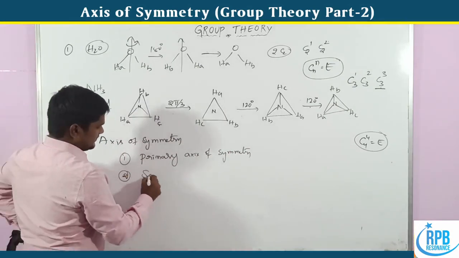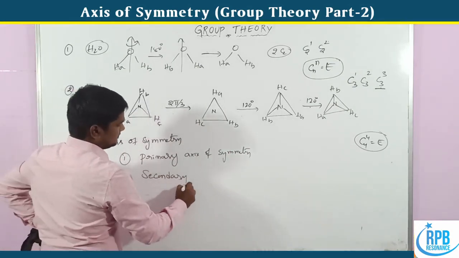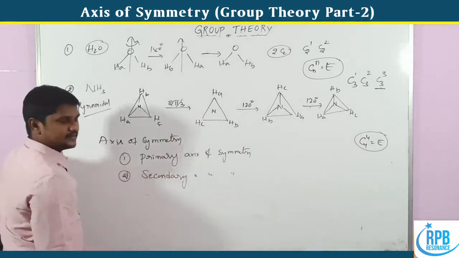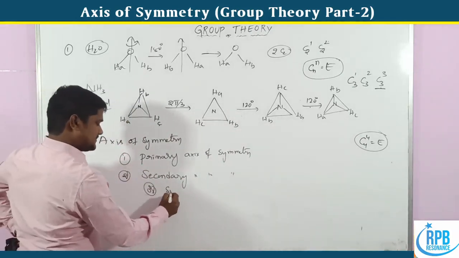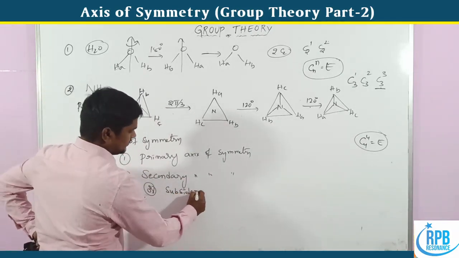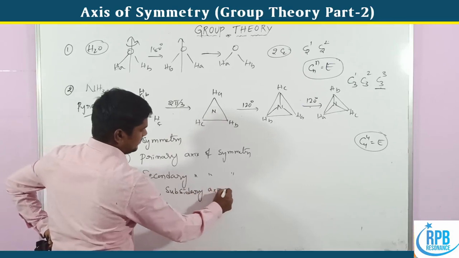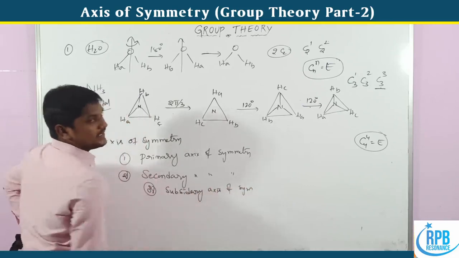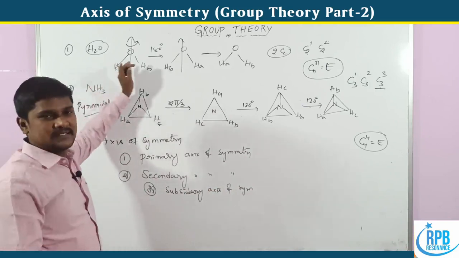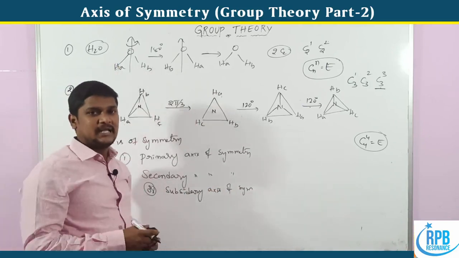Second one is secondary axis of symmetry, or simply subsidiary axis of symmetry. I think it is clear. Okay, so this is the simple representation of Cn type of rotations.